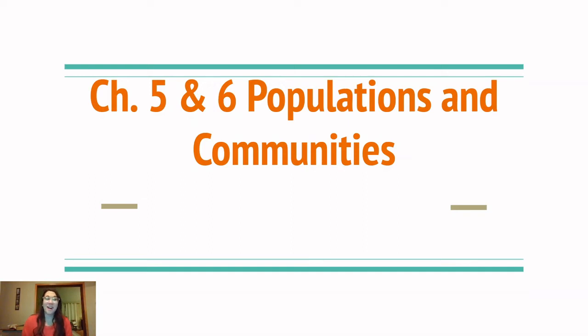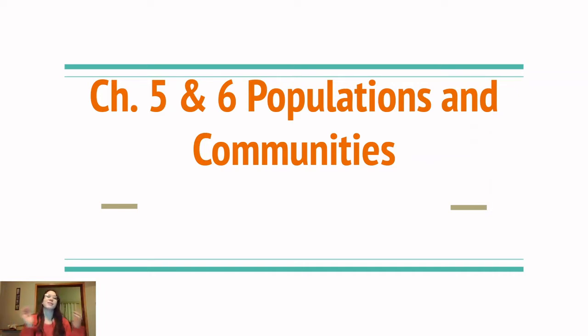Okay, so we are moving on to chapters 5 and 6. Again, we're going to combine a couple chapters. We're going to talk about populations and communities. These are both terms you learned last chapter in our ecology. So population, again, is all of the organisms of that species in a certain area, and then community is going to be all the living things in that area.